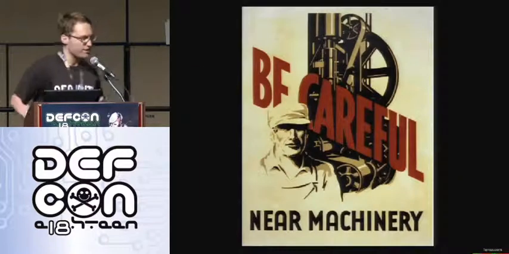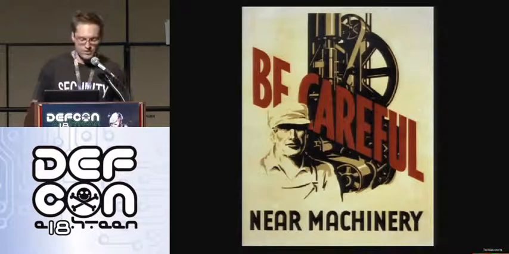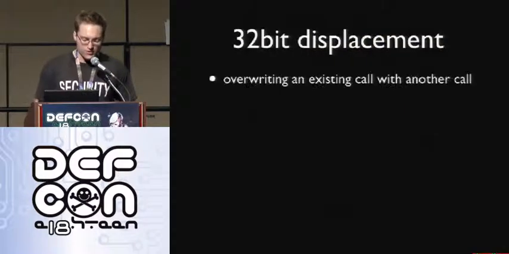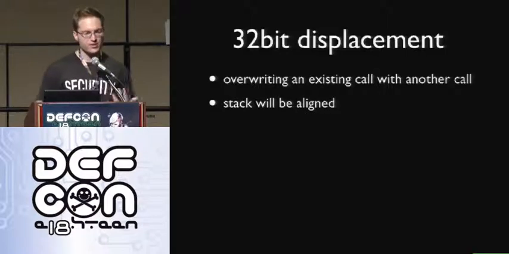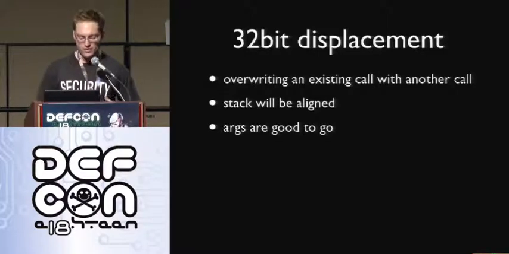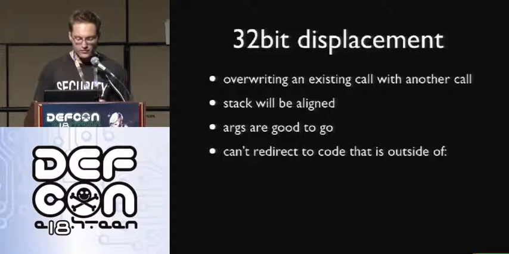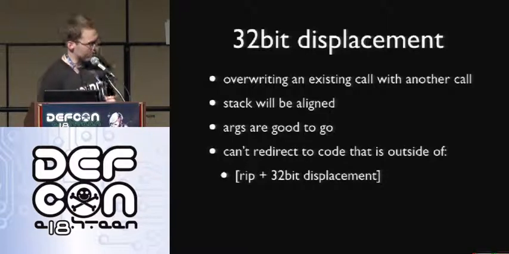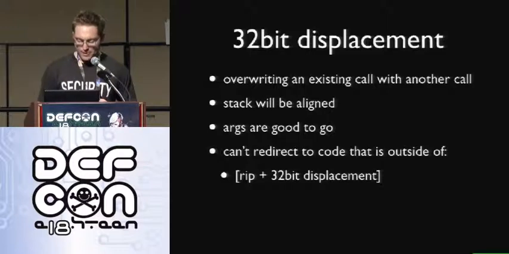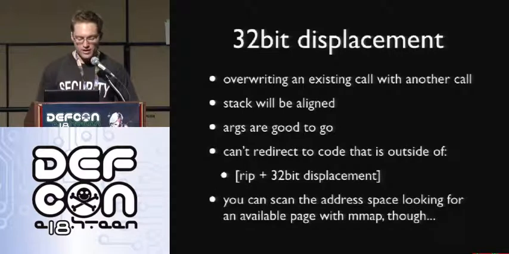Well, it turns out that it's actually a little more tricky than just that, so you need to be kind of careful. When you're dealing with the 32-bit displacement, overwriting an existing call with another call, that's fine, right? Like, the stack will already be aligned because we were going to call a function anyway, and we're just going to overwrite with a different call, so alignment's fine, the registers are all fine, everything's good to go. But the problem is we can't redirect to code that's outside of the instruction pointer plus the 32-bit displacement, because we can only put in a 32-bit displacement. So if you're redirecting to code that's far away, you get stuck.